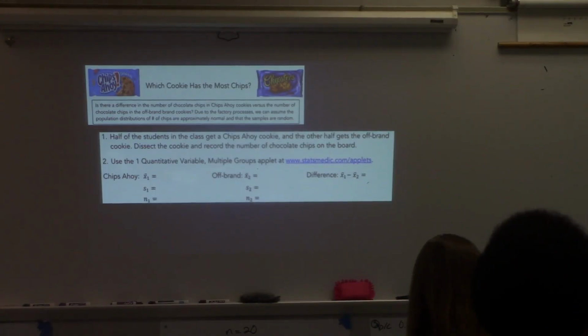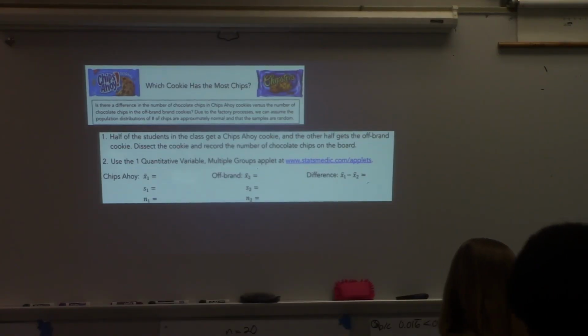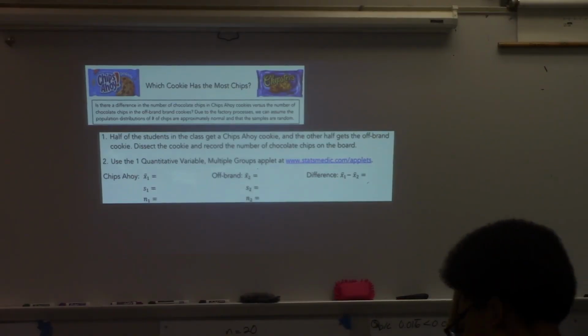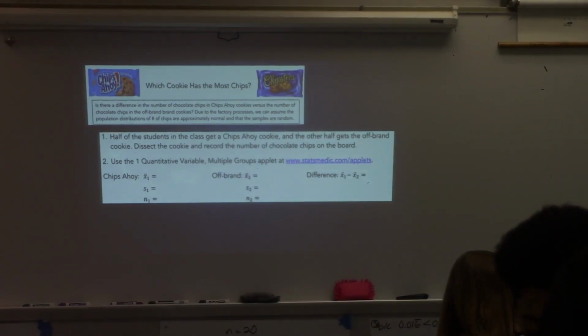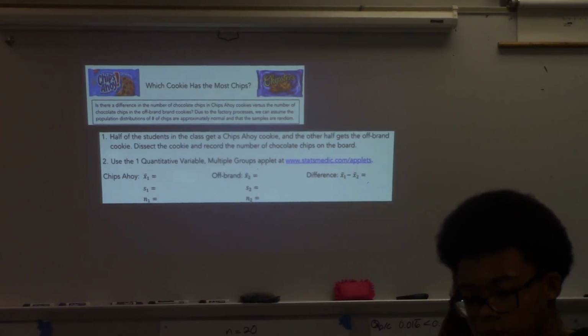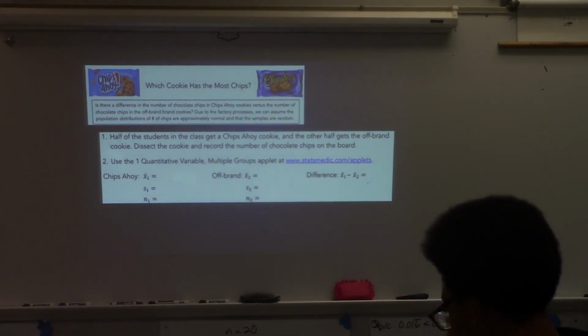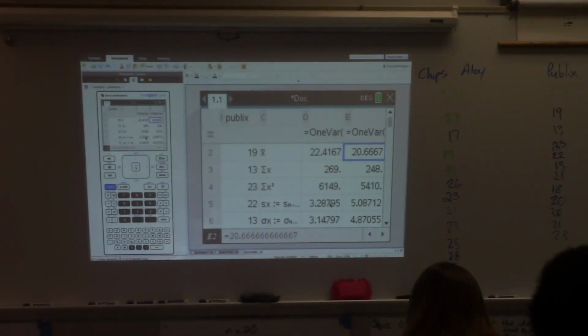Chips Ahoy are the wrinkly ones. Yep, that one's Publix. Yeah, that's your Publix, that's your Chips Ahoy. So dissect it, tear it apart. I would probably do it not on the paper that you have to write on, maybe on the paper towel. Does anyone want an extra paper towel as they dissect these things? Okay.